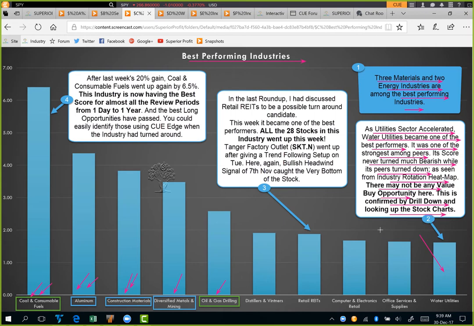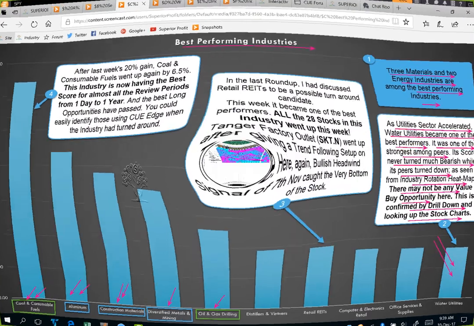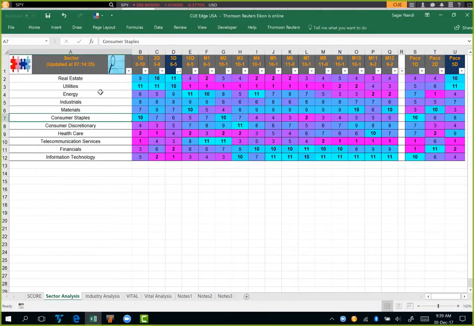Let's use QH to drill down from the utility sector into the underlying industries and see how the heat map tells us that the best opportunities, buy opportunities in water utilities, are already behind us. We are looking at the sectors. We can put our cursor on utilities, click on the Get Components button.